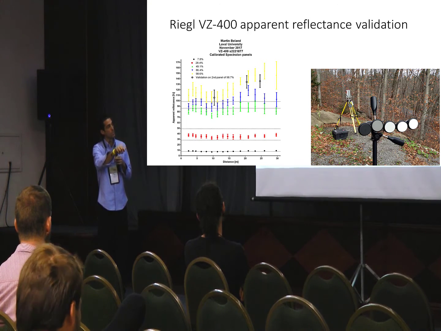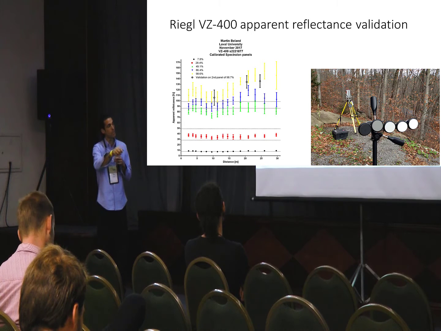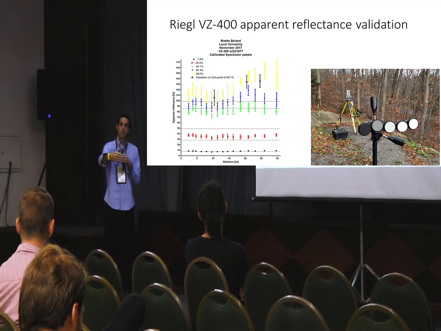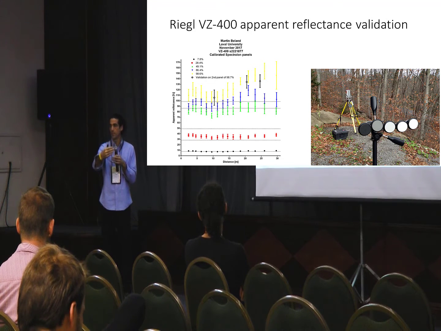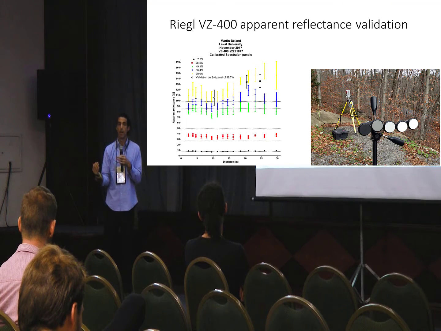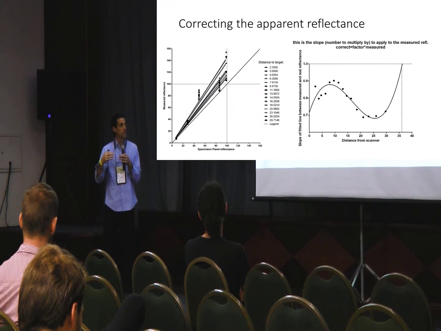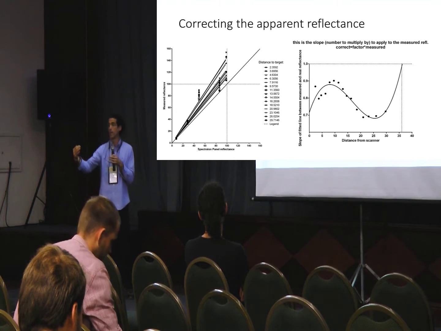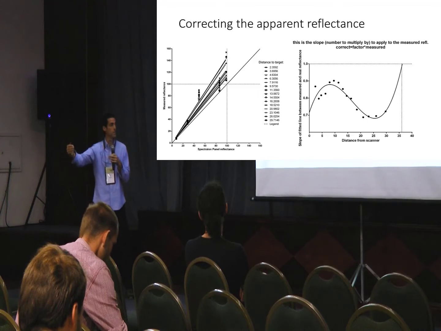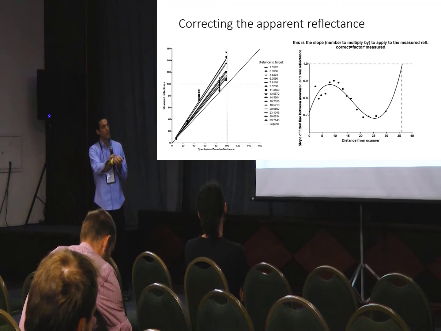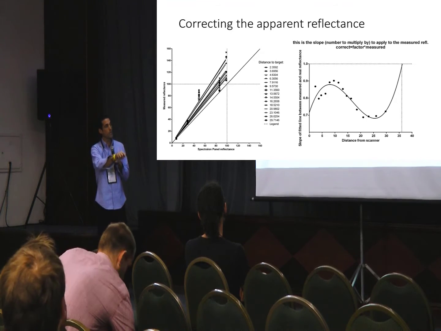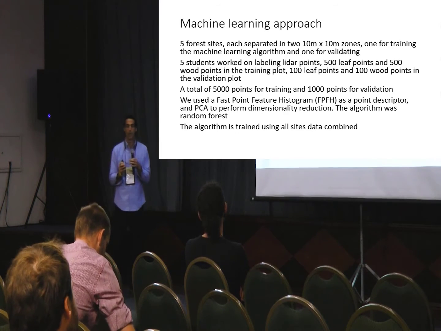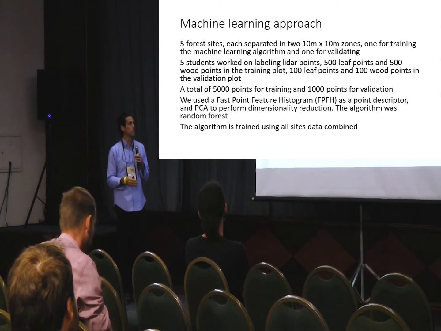So we came up with a little correction factor for these. We fitted a function through the data that allows, at least, if we're measuring wood and leaf at a given distance, let's say 10 meters, that they're going to be comparable. They're not going to be so different in apparent reflectance to similar targets that would be, let's say, at 12 meters or 7 meters. So we're not perfectly correcting for this effect, but somewhat. So this is for the reflectance-based approach.